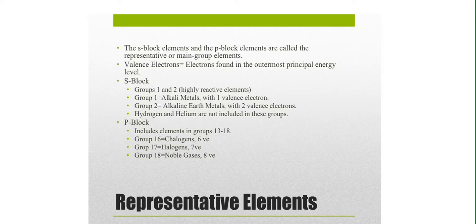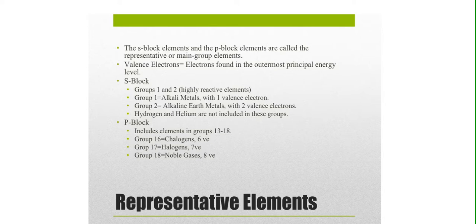And when I'm talking about a group, I'm talking about the columns. So column and group are the same. Those are the columns going down, not across. So in group 1, all of those elements have one valence electron in the outermost energy level. And we will talk about this in more detail in class, I promise.